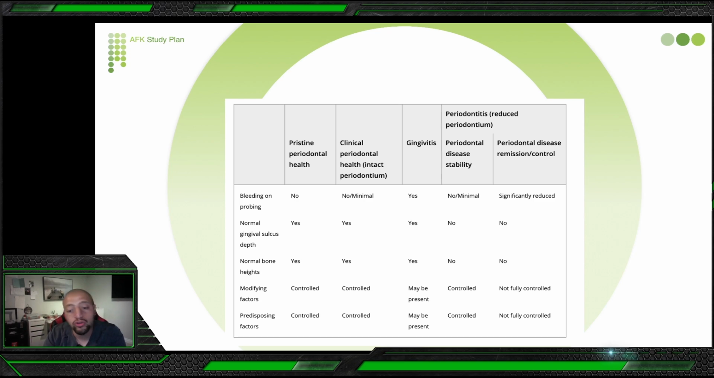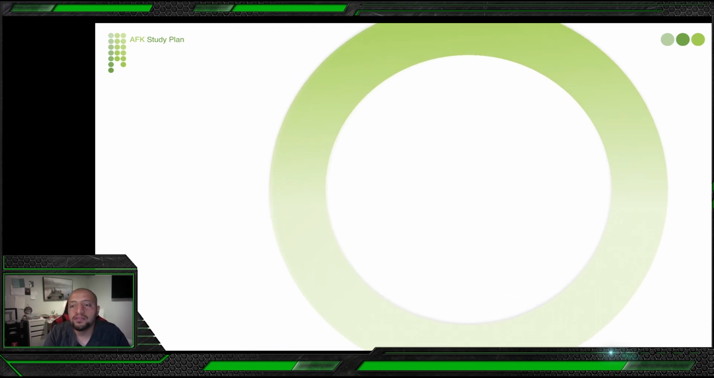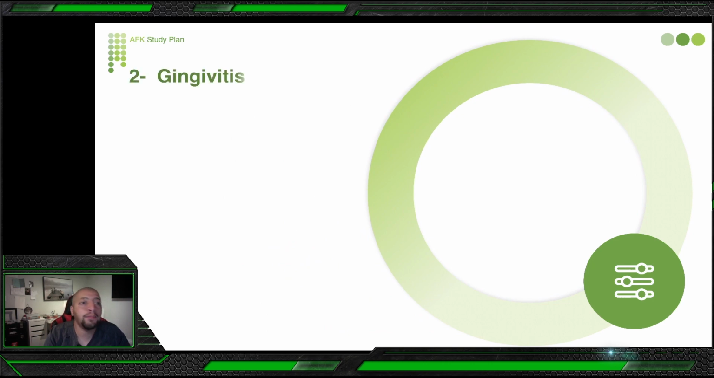Modifying factors, you can control, like the brushing, the smoking, stuff like this. And the other one may be present, like for gingivitis, he has a smoking habit. Maybe the patient is pregnant, so it is a factor you cannot control that may be present. For periodontitis, if it's not fully controlled, he is still in an active disease condition, if you can say so. If it's controlled, meaning the patient is a smoker with periodontitis, and he is trying to cease smoking or reduce the number of cigarettes he has every day, you can say in a way it's controlled. Okay. So this is everything about the first category, periodontal health.